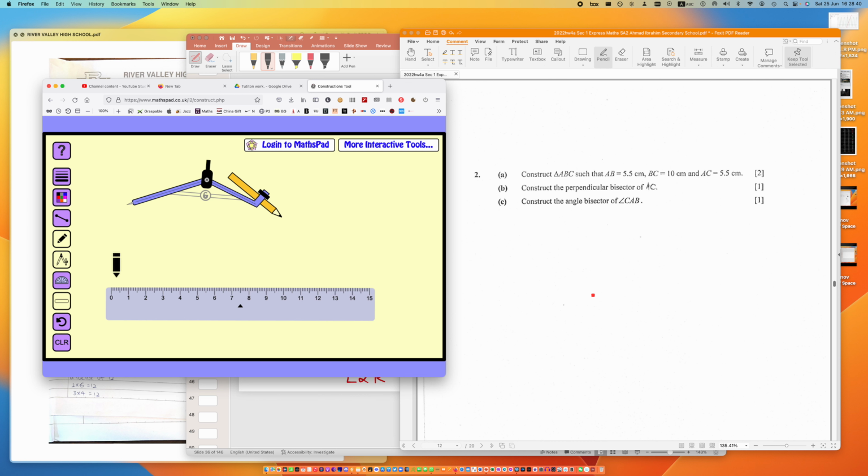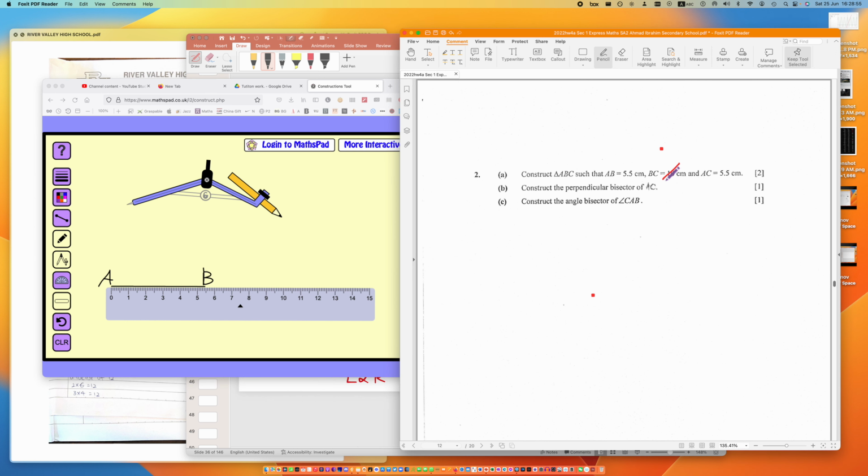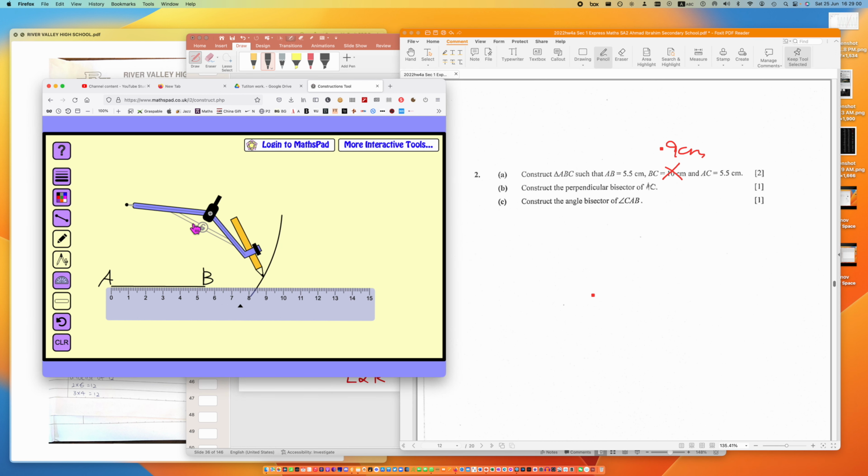First thing first, get a line 5.5. Okay, label AB. They say BC is 9. Let's consider this 9 cm, because maxed out, still cannot get. The 9 is here, right? Yeah, okay, the 9 is here.